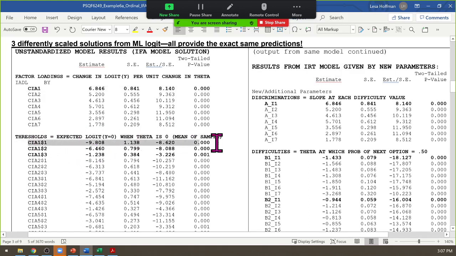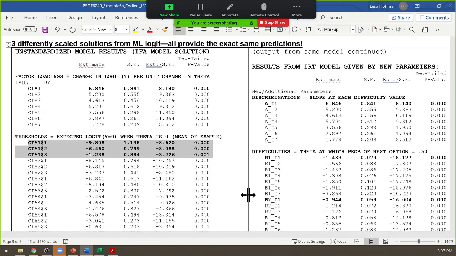So here are my thresholds for item 1. I've bolded them. Minus 9.8, minus 6.4, minus 1.2. This is the logit of the lower category in each of the submodels. So the logit of getting 0 instead of 1, 2, 3, the logit of getting 0 or 1 instead of 2, 3, or the logit of getting 0, 1, 2 instead of 3, when theta is 0.